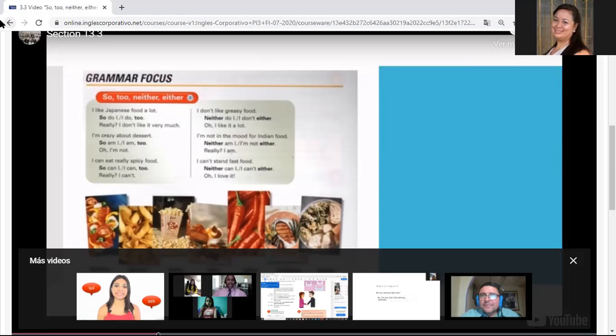Sigamos. Entonces, two options. I live in San Salvador, so do I, o I do too, right? Another example. Let me see. Gloria Palma, please. Gloria? Can you hear me, Gloria? Okay. Now, hi. I will use the simple present again. I eat tortillas every day. I do too. Excellent. So do I. Correct, right?